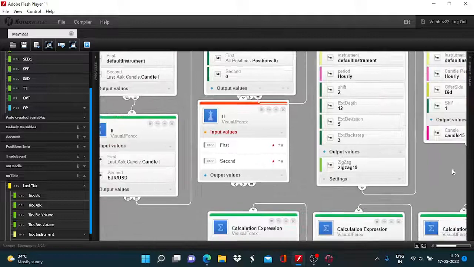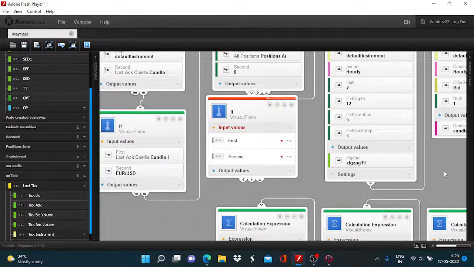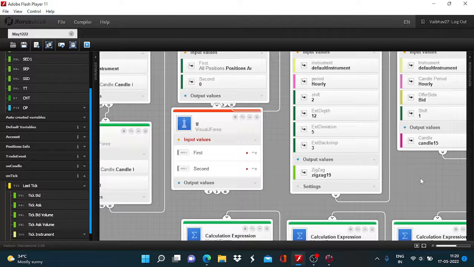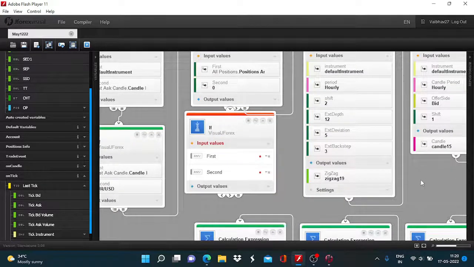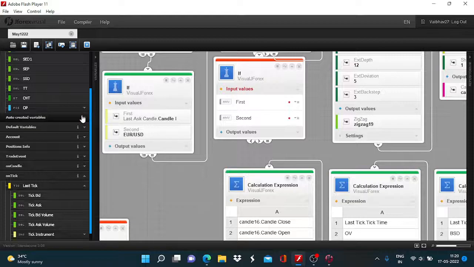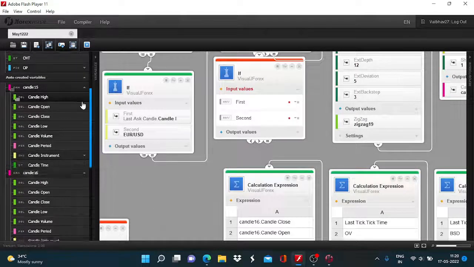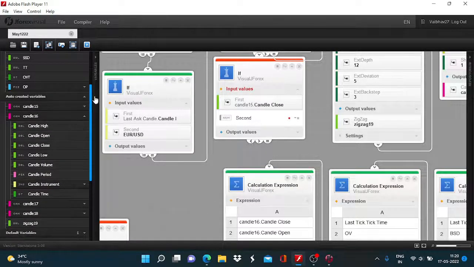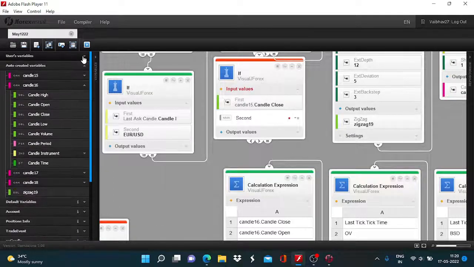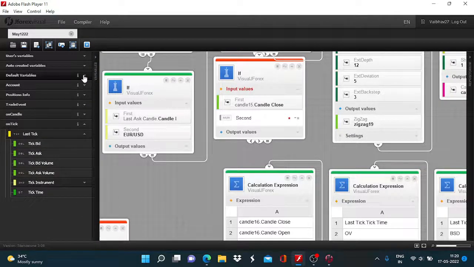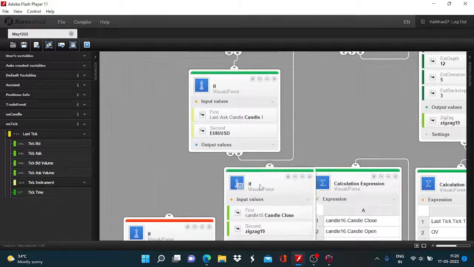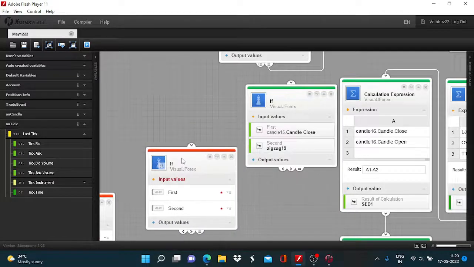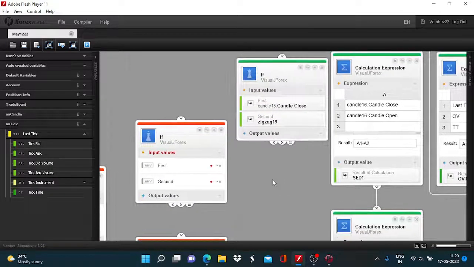We need candle 15 candle close to be lower than the zigzag 19 output value, which is the penultimate hour zigzag output value. So we have first input less than second input.